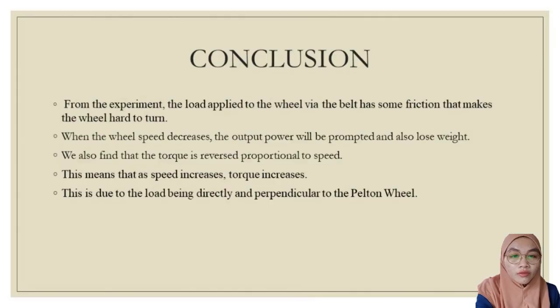In conclusion, we can finally demonstrate a Pelton wheel turbine from this experiment. From the experiment, the load applied to the wheel via the belt has some friction that makes the wheel hard to turn. When the wheel speed decreases, the output power will also be reduced. We also find that the torque is inversely proportional to speed. This means that as speed increases, torque also increases. This is due to the load being directly perpendicular to the Pelton wheel.